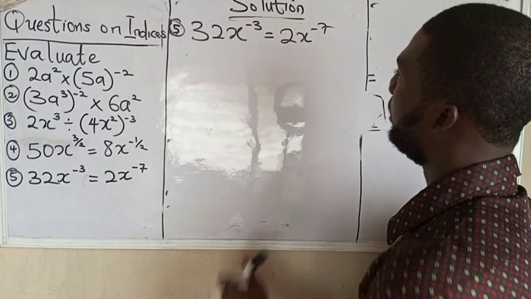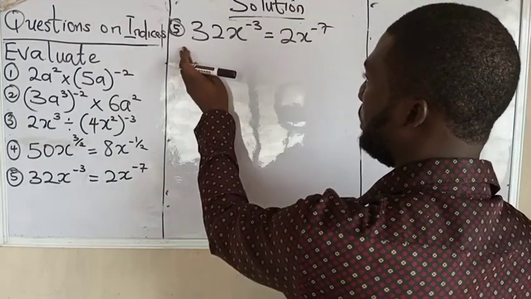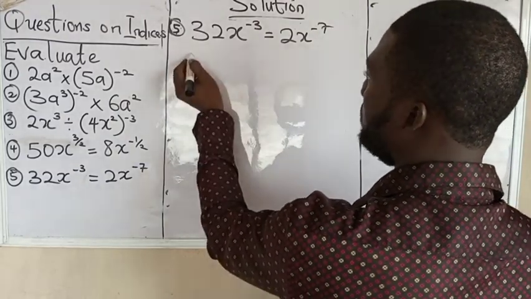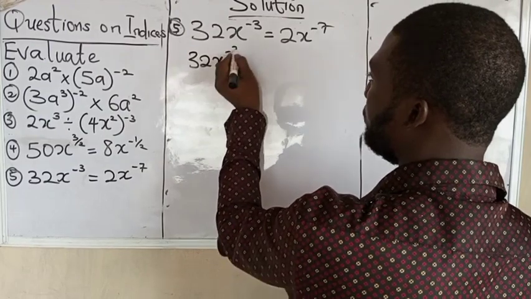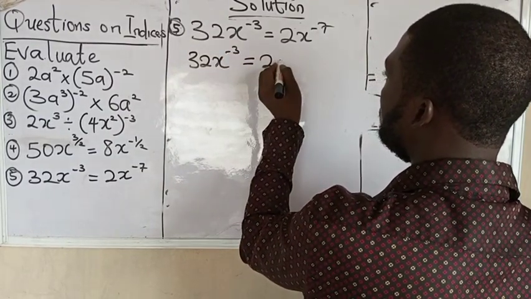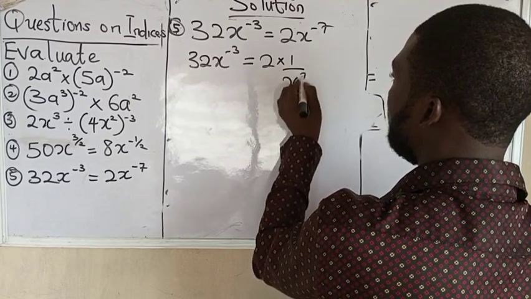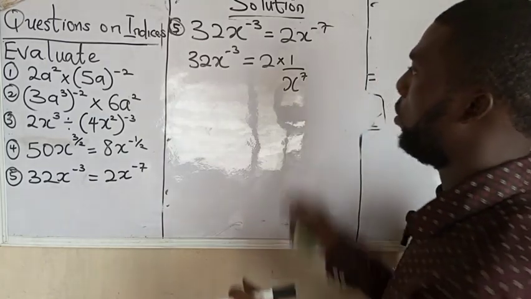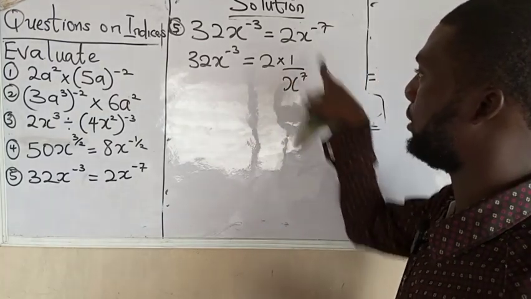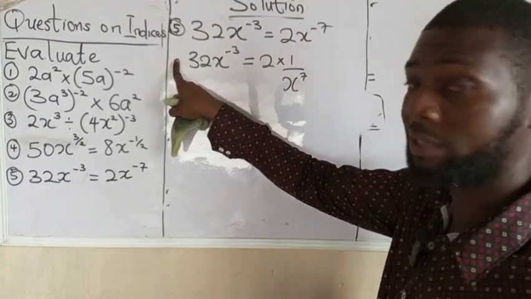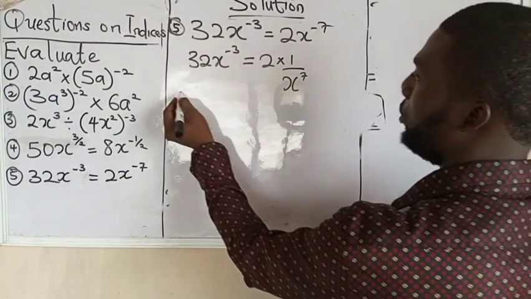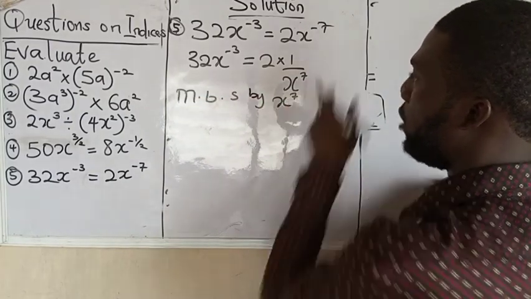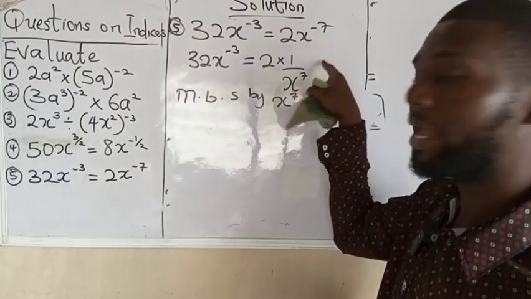So from here, our aim is to make sure we take our letters to the left hand side and numbers to the right hand side. So I can as well say this is 32x raised to power minus 3 equals 2 times 1 over x raised to power 7. The negative, let's not forget that. Then the next thing for us to do is to multiply both sides. Now I want to eradicate this side so that we can take it to this other left hand side. So from our right hand side, I can multiply both sides by x raised to power 7. The reciprocal of 1 over x raised to power 7 is x raised to power 7.